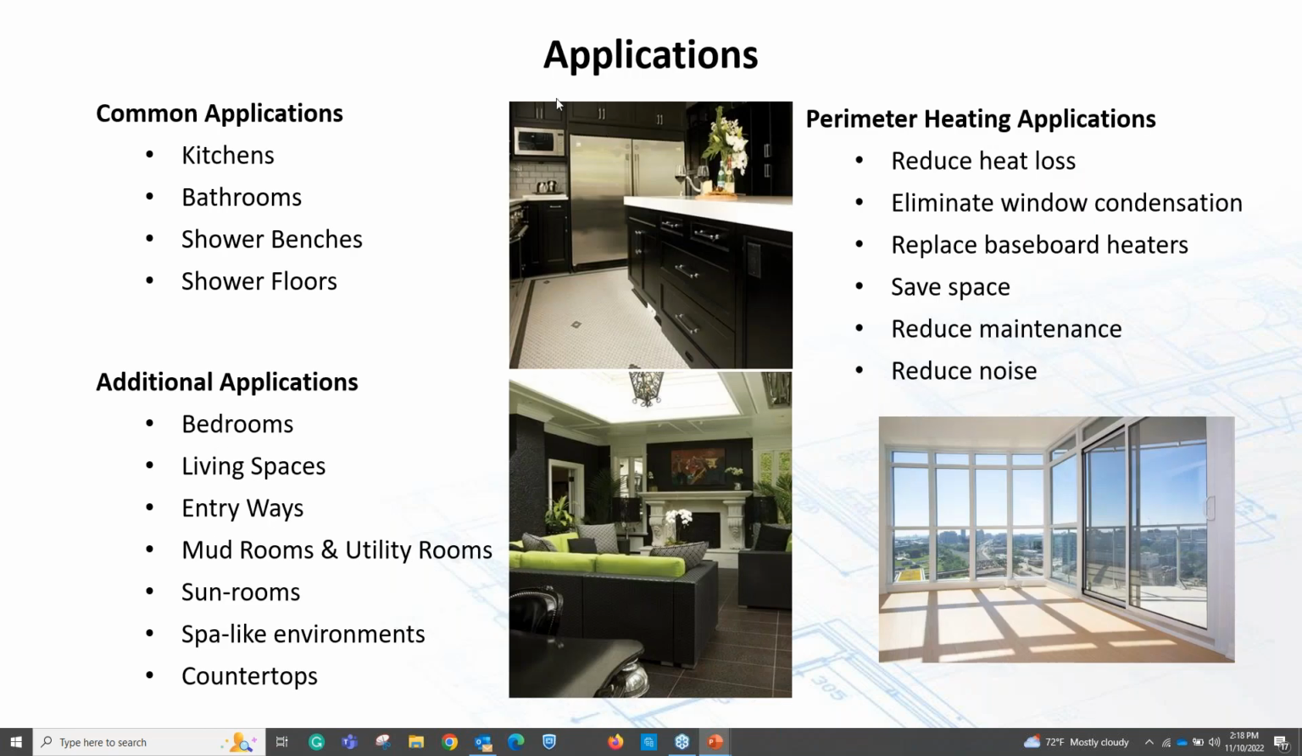Application. That's mainly when you're looking at electrical radiant heating floors. Here are most of the areas that they occur in: kitchens, bathrooms, shower benches, and shower floors. That's primarily where you see them. But additionally, you can do your bedroom, any living space, entryways, mudrooms, and utility rooms. Just think of the areas you can put it in.